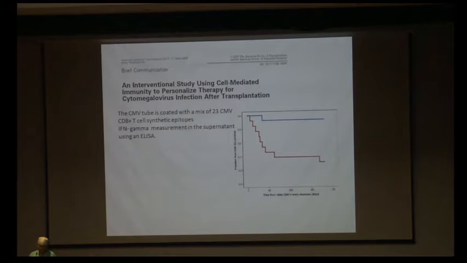So there was a similar study published in the American Journal of Transplantation where cell-mediated immunity against CMV was seen. And as you can see, in those in which the cell-mediated immunity was absent, there was less freedom from recurrence of CMV, the red line.